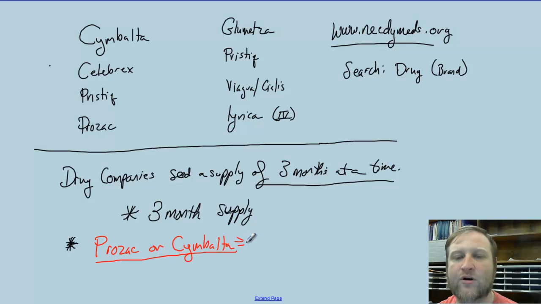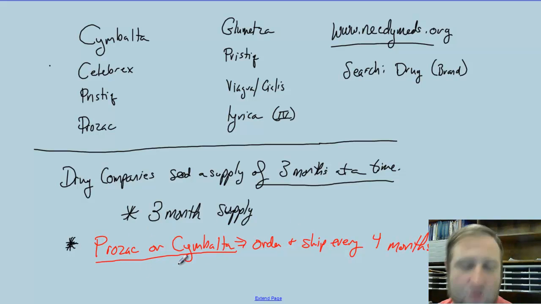these will order and ship every 4 months. So if you see either one of these 2 drugs coming through, you are no longer going to dose them for a 3-month supply. You're going to dose them for a 4-month supply.